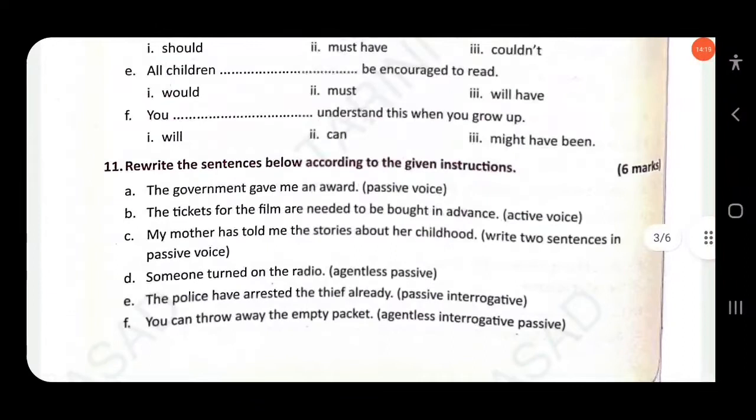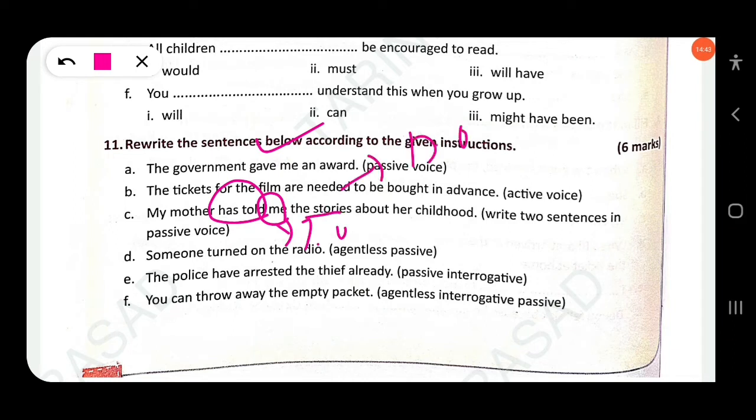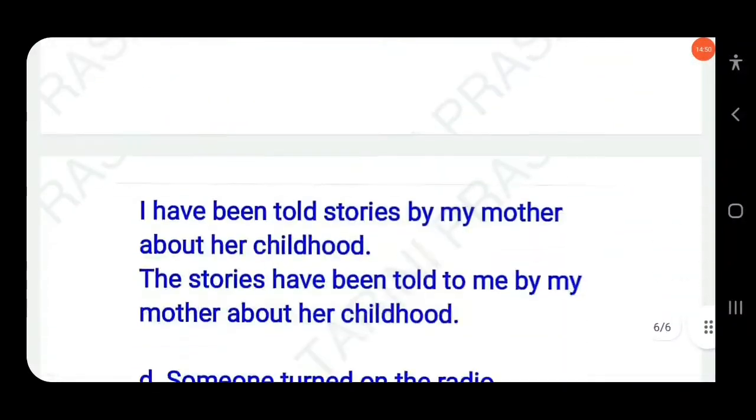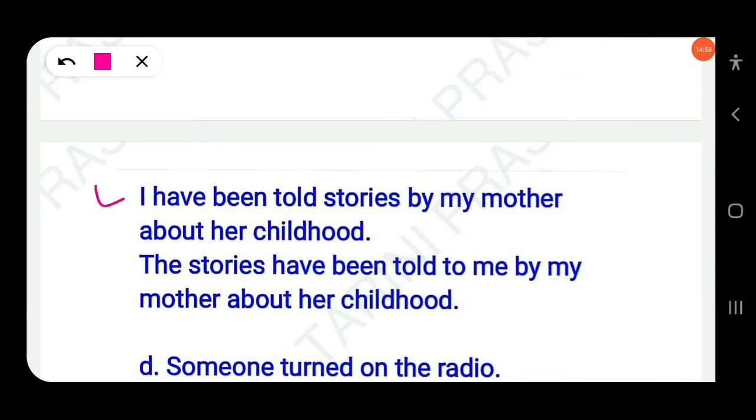My mother has told me the stories about her childhood. Write two sentences in passive voice. The tense is present perfect, "has told", and there are two objects: "me" is the indirect object and "the stories" is the direct object. So its passive can be represented in two ways. As it is present perfect, "been" will be used.